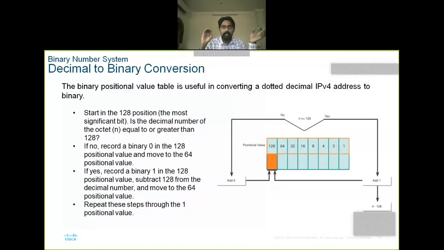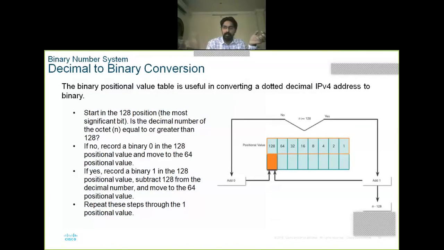If it is not, record a 0 in the 128 place and move to the next bit. What is the next bit? 64. Next, again perform the same comparison: is the given input number greater than or equal to 64 or not? If yes, then subtract 128 from the number.